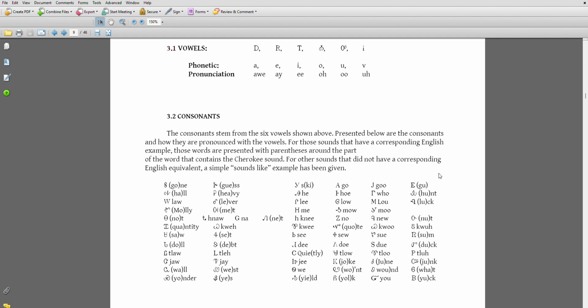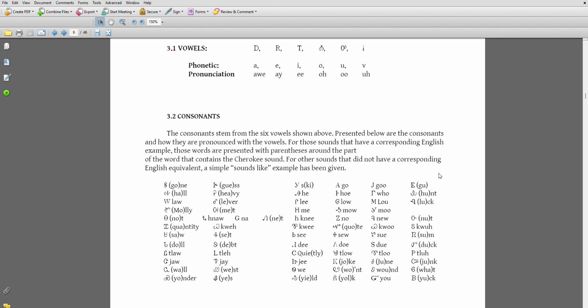Gua, as in quantity. This can be gua or qua. It depends on the word that you're using. Gue, gui, guo, gu, guan. Sa, se, si, so, su, sun. Da, de, di, do, du, dun.